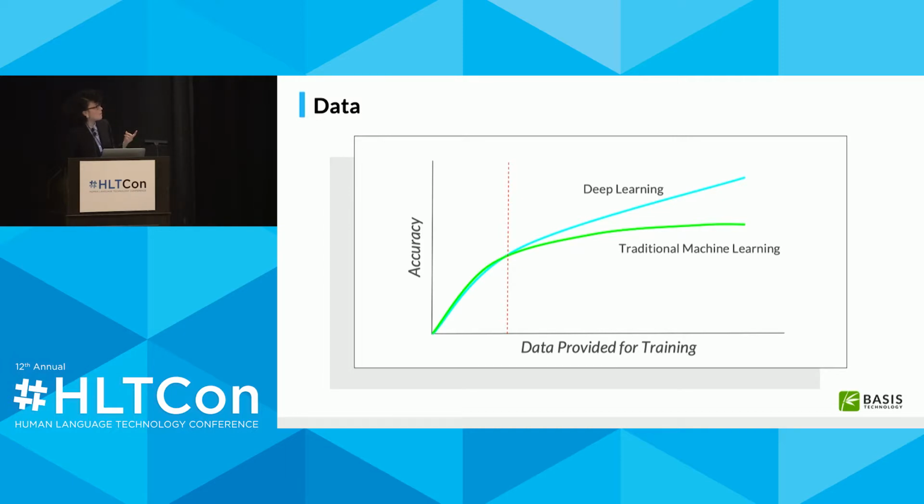So basically what I would draw your attention to here is that to the right of, to my right, to your left of the red line, this is basically the situation where maybe you don't have a ton of training data. A traditional machine learned model is actually going to perform slightly better than a deep learned model in most cases.